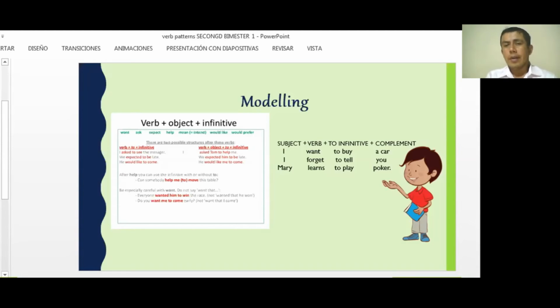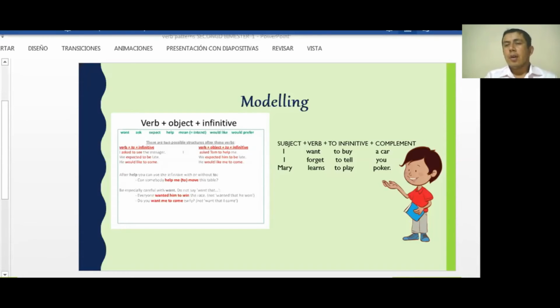Next, I will ask students to give more examples. I will take notes about their participation by writing the sentences on the screen.